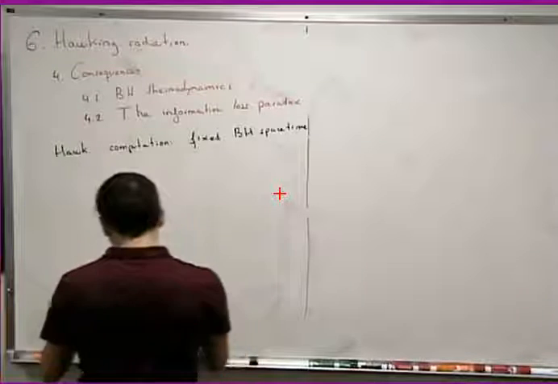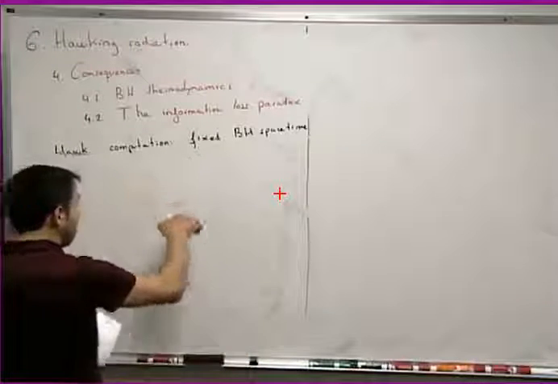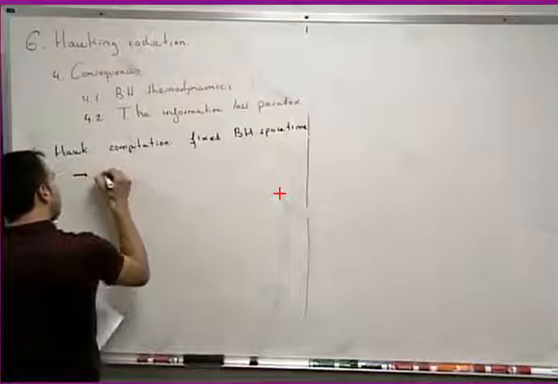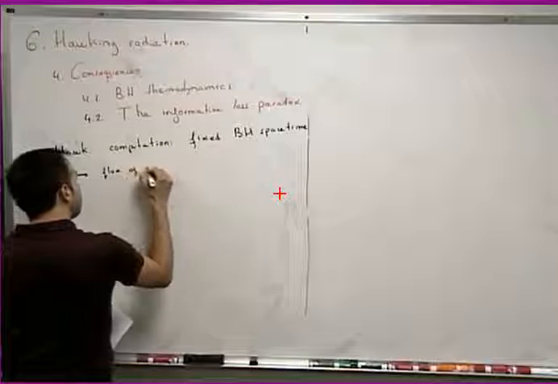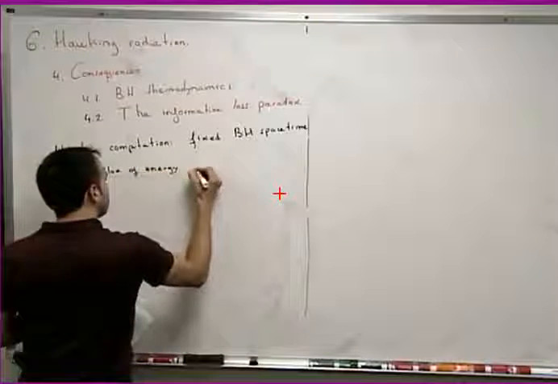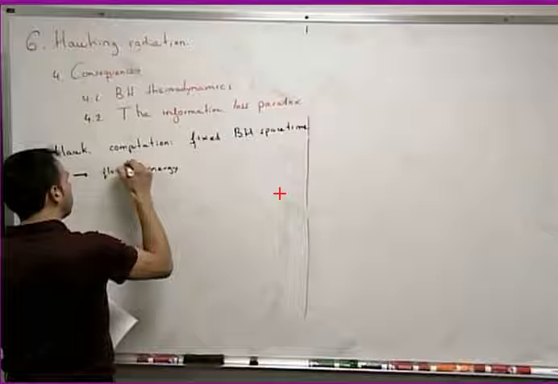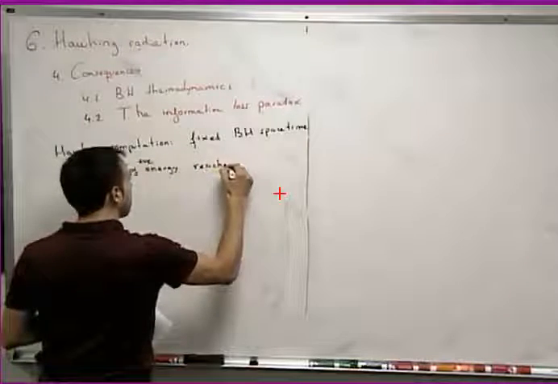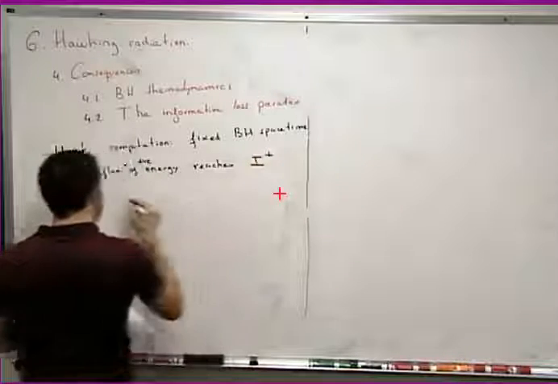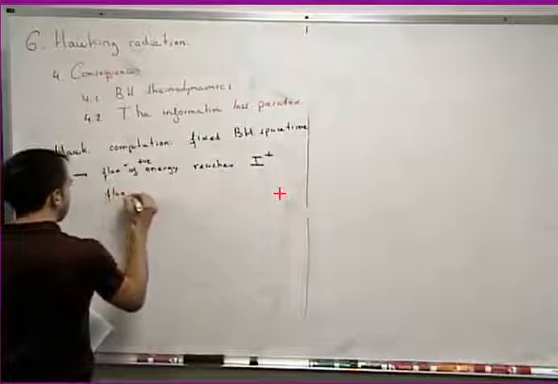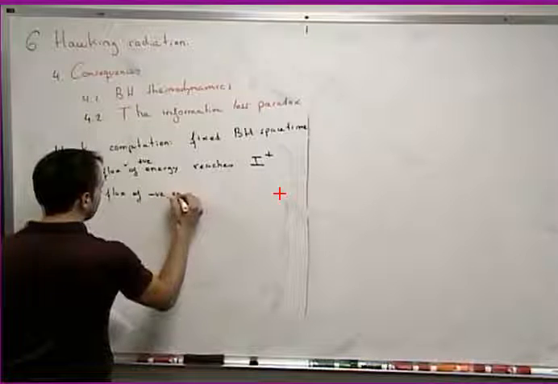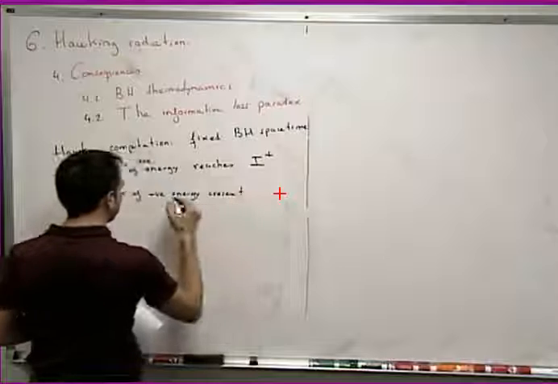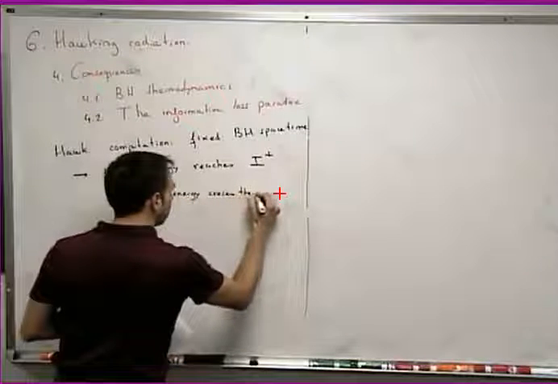And when we do that, when we put a quantum field on that, what Hawking told us is that a flux of positive energy reaches scri plus, and at the same time a flux of negative energy crosses the horizon.